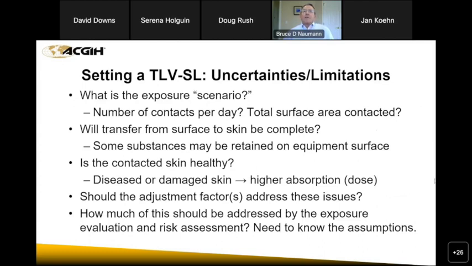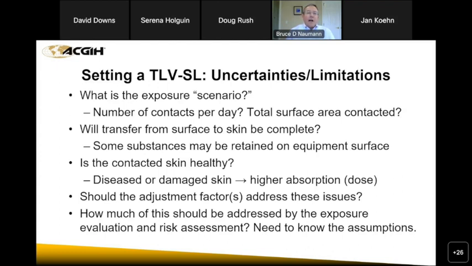So there are a number of uncertainties and limitations, as you're probably all thinking about right now, about how this is going to work out. What is the exposure scenario? What is the number of contacts per day? What's the total surface area contacted? How do I relate this, milligrams or micrograms per 100 square centimeters, to my workplace? How complete is the absorption? When I go out to do the wipe sampling, what's the recovery? So all of this needs to be taken into consideration. Is the skin healthy? Is it damaged? You could have a higher absorption rate.